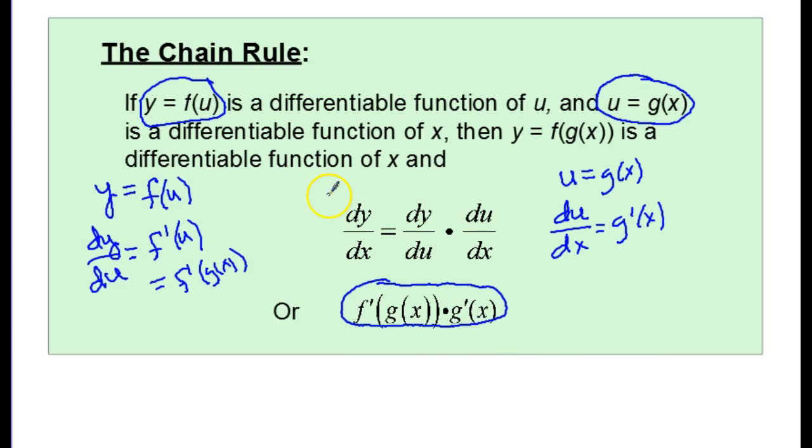Now, this is just another way of writing it using Leibniz notation, but it is very handy. I will point out, however, that the du's don't cancel out per se, but thinking about them in that way will always help you set this up correctly. All right.